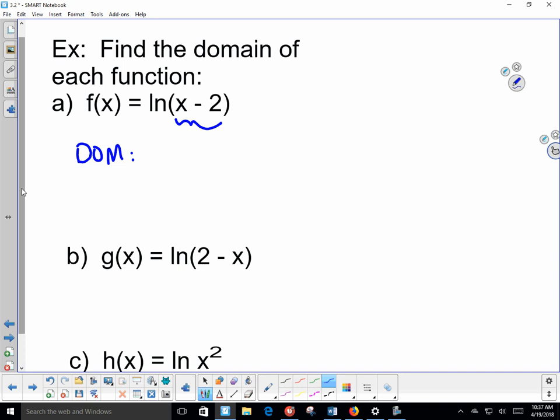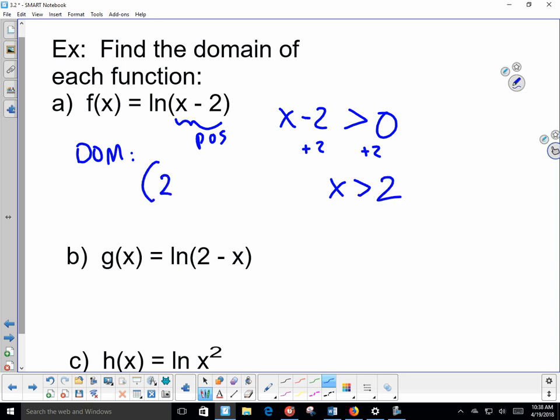The first thing you say. Because x minus 2, are we even allowed to take the log of 0? No, it's got to be positive numbers only, right? So x minus 2 has to be strictly greater than 0. I just add 2 to both sides, and I get that x has to be greater than 2, as Rachel told us. In interval notation, we would use parentheses 2 comma positive infinity.